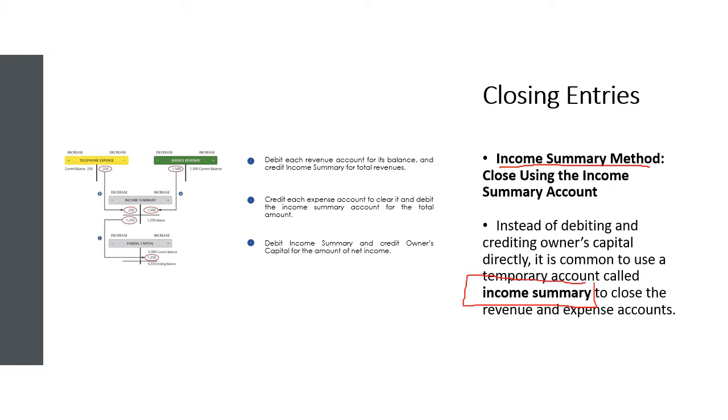Okay, so it's income summary, not income statement. Make sure that you notice the difference there. So the name is income summary. What it does is it summarizes our income. How do you figure out an income?